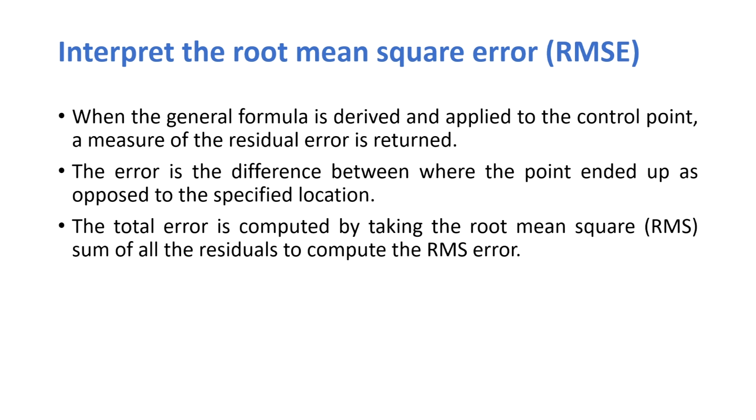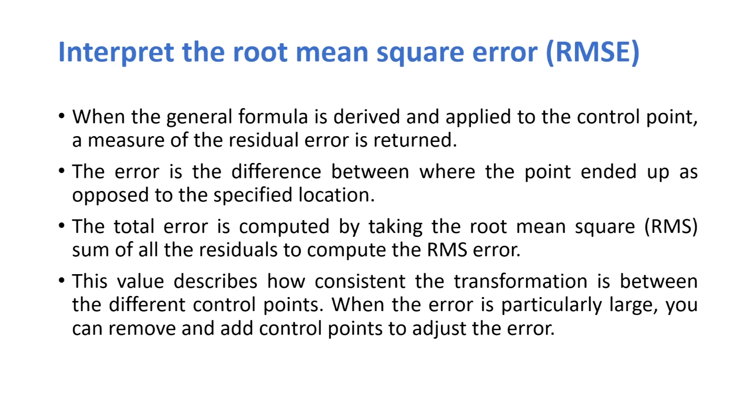The total error is computed by taking the root mean square, that is RMS, sum of all the residuals to compute the RMS error. This value describes how consistent the transformation is between the different control points. When the error is particularly large, you can remove and add control points to adjust the error.